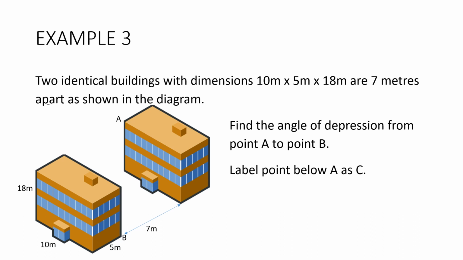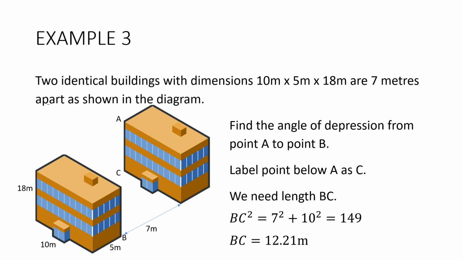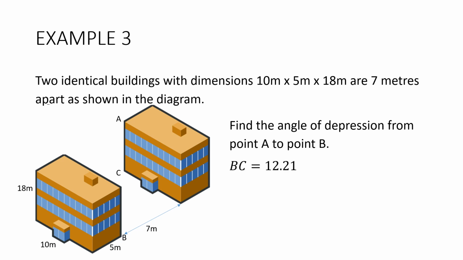So I'm going to start by labeling the point below A as C. Now we need to calculate BC, and we're going to use Pythagoras' theorem. We know this distance here is 10 meters. So BC squared will equal 7 squared plus 10 squared, which is 149, and BC is equal to 12.21 meters. Now let's try and draw this triangle here. So from AC to B. And this looks a bit like that, doesn't it? So we've got 18 meters is the height of AC, and we worked out that BC was 12.21 along here.